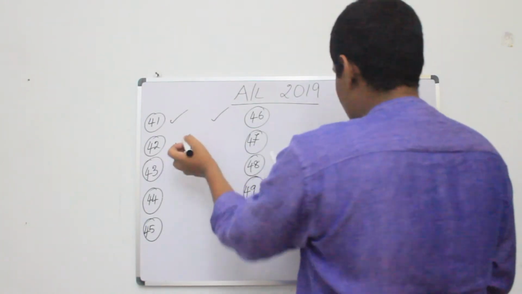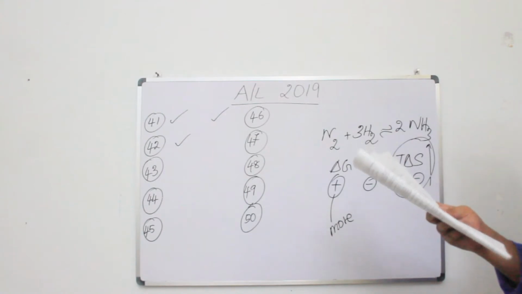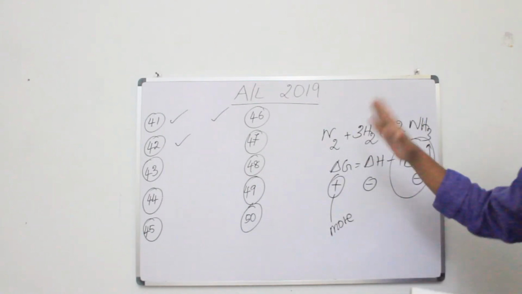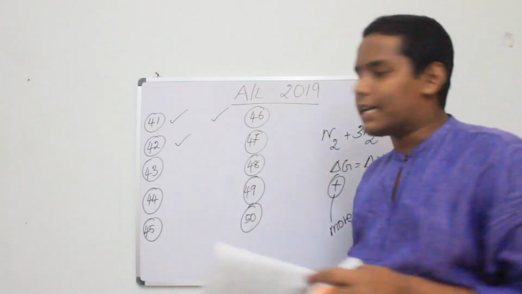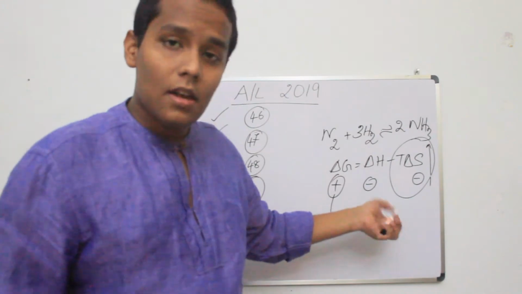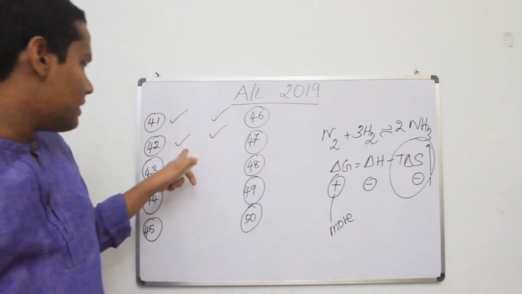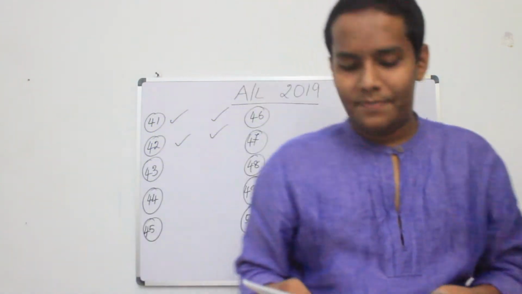Second one, the entropy change of the reaction between N2 and H2 is negative. Correct now? The number of molecules in the forward reaction goes from 4 to 2 and decreases, so randomness decreases. So that's correct, and that is the reason we came to this. So the answer is answer number 1. 42, your answer is answer number 1.